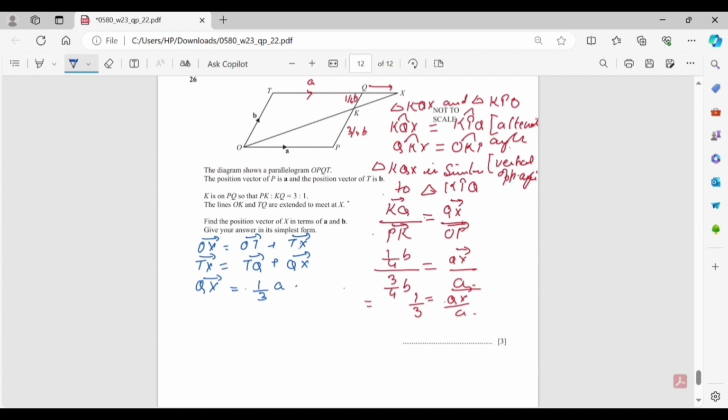Let's substitute all the values. OT is b plus TQ is a plus QX is 1 by 3 a. So b plus this will be 4 by 3 a. So our vector OX will be equal to this. So this will be our final answer. This is b plus 4 by 3 a.